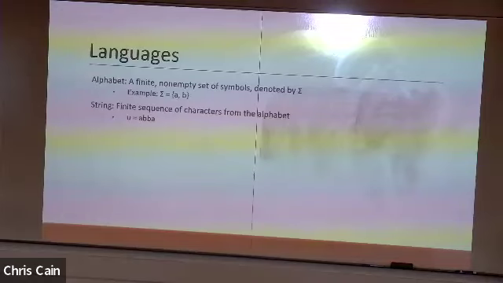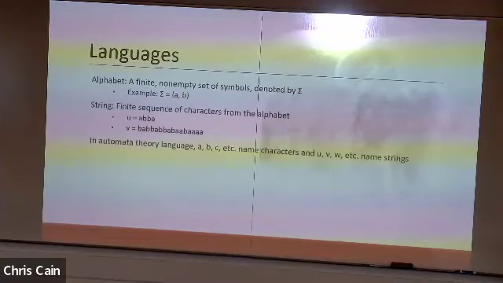Another example, the string v could be equal to b, a, b, b, a, b, b, a, b, a, a, b, a, a, a, a. And each of those again come from the alphabet. So if you read a textbook on this material, usually a, b, c, etc. name characters, and u, v, w, etc. name strings.